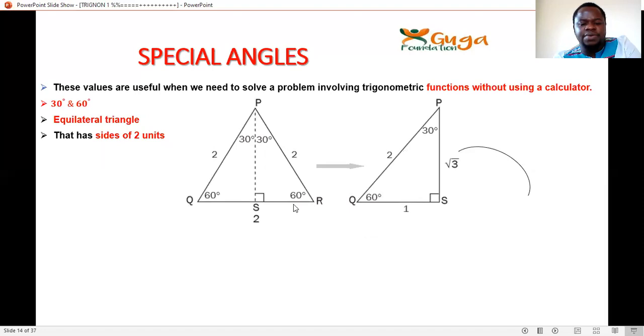So now this is your equilateral triangle. All these sides are equal, which implies that the base angles are also equal. So here you've got 60, here you've got 60, and here you've got 60.